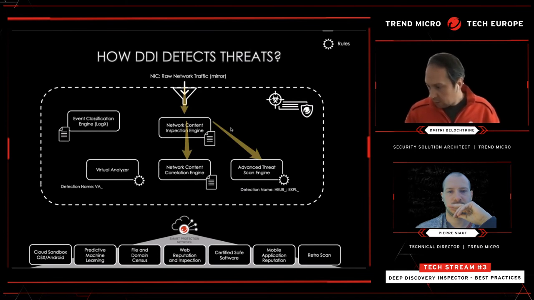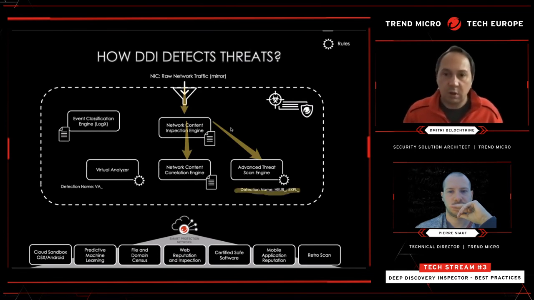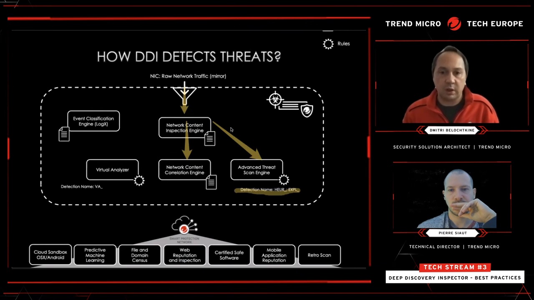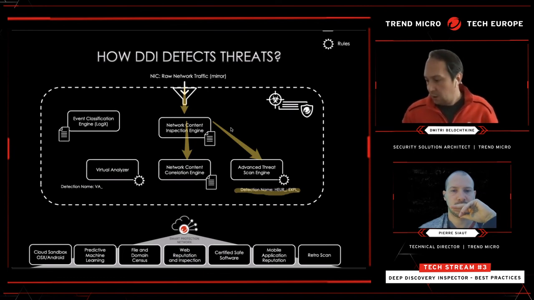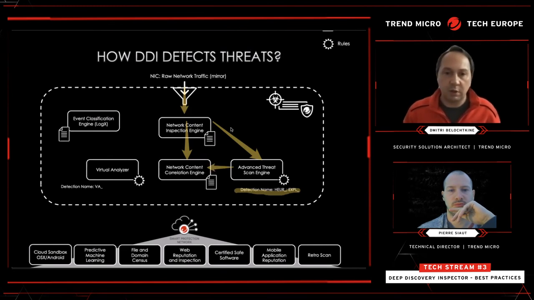Highlighter, you see detection names. So heuristics, HEUR underscore, will indicate detection from heuristic or XPL exploit detection, right? If you see some known name, that will be an indication of known malware detection. Okay, and then from there again, Advanced Threat Scan Engine will communicate to a correlation engine.